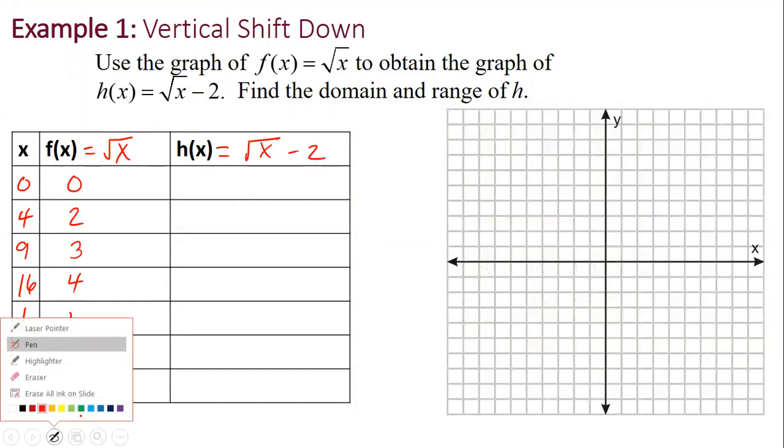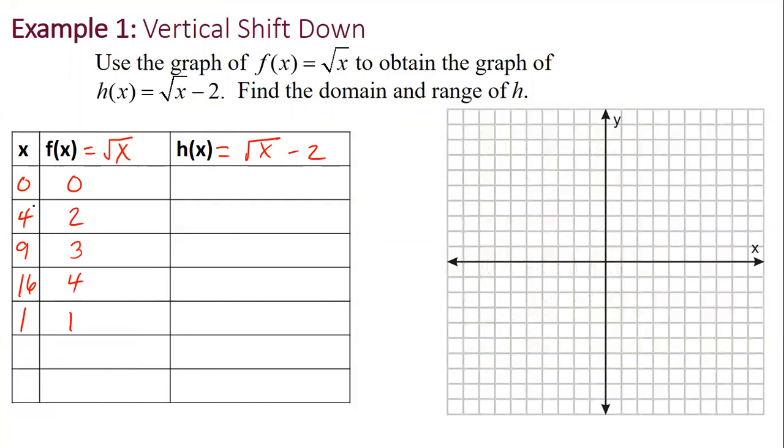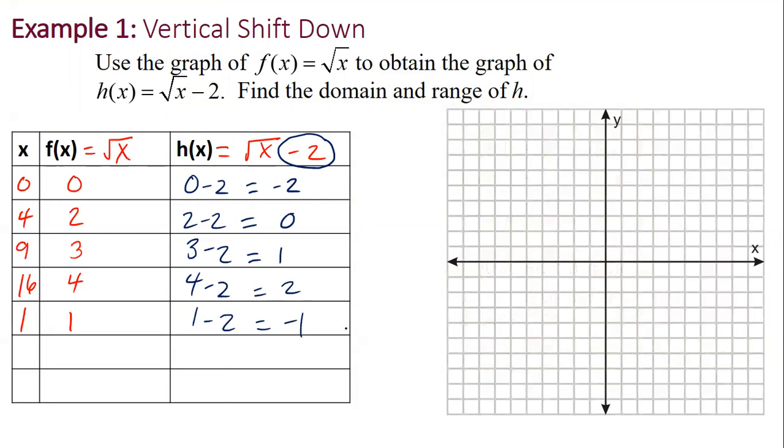Now it's saying that minus 2. So mathematically, what you're doing for your new graph, instead of having to plug in your x values, all you're doing is transforming your y values, right? So to each y value, what am I doing? Subtracting 2. So 0 minus 2 equals -2. 2 minus 2 equals 0. 3 minus 2 equals 1. 4 minus 2 equals 2. 1 minus 2 equals -1.